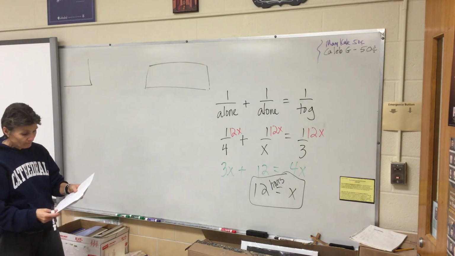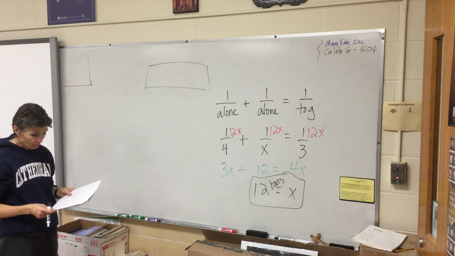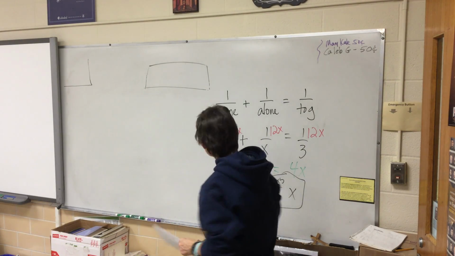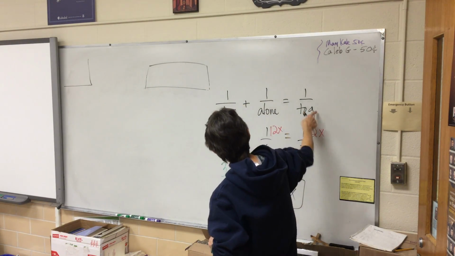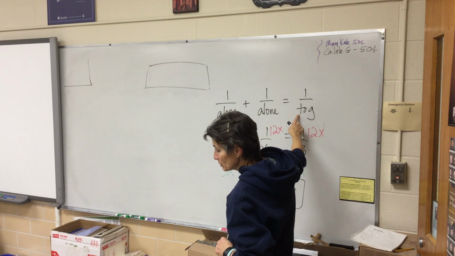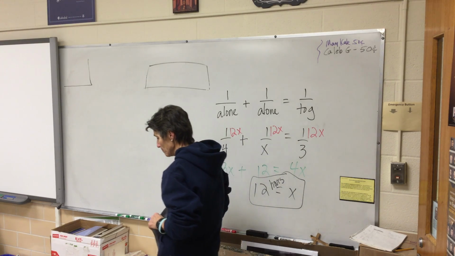Okay, number 4. Grant can paint the football field in 8 hours. Matt can do it in 6. How long will it take them to do it together? Does everybody understand that this problem is going to have this setup? You've got 2 people doing a job. This is the setup we use when we have 2 people doing a job.